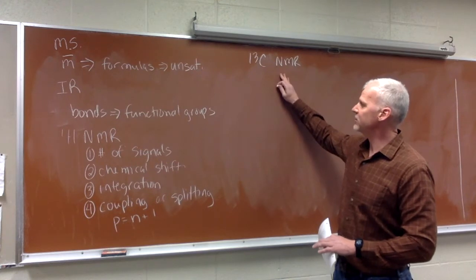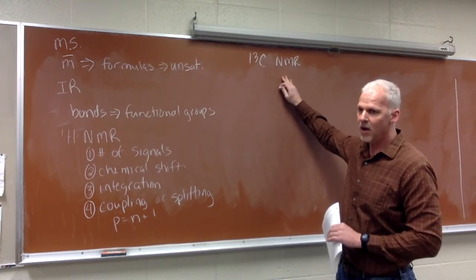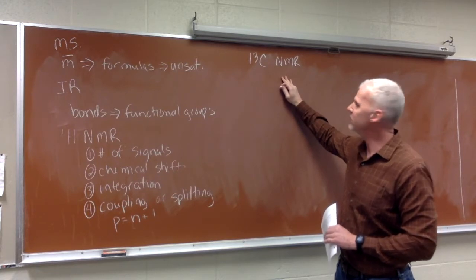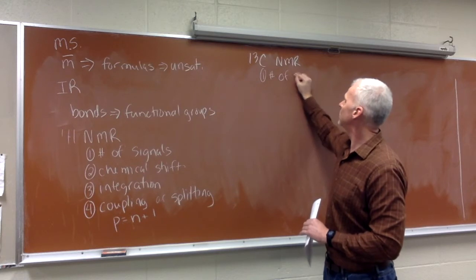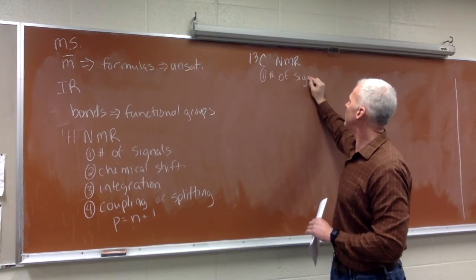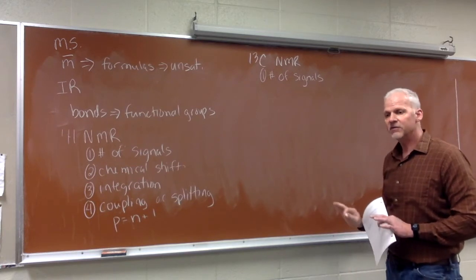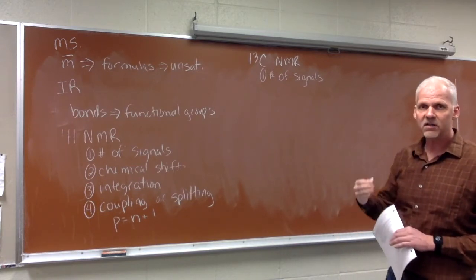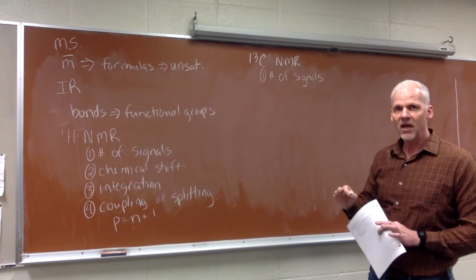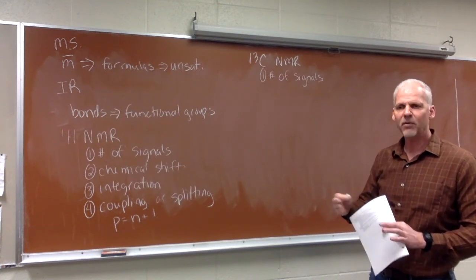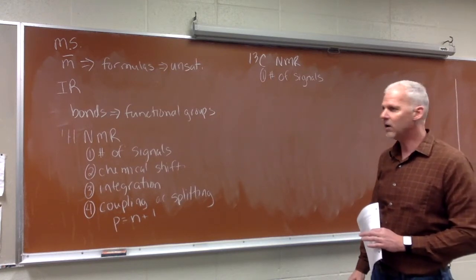As far as features comparing it to proton NMR, 2 of the 4 features that we see in proton NMR we make use of in the carbon-13 NMR. The first one is the number of signals. And so similar to the proton NMR, the number of signals in the carbon-13 NMR is the number of different types of carbon in the molecule. And so in that regard, we'll have a pretty similar process of inspecting structures for different types of carbon.